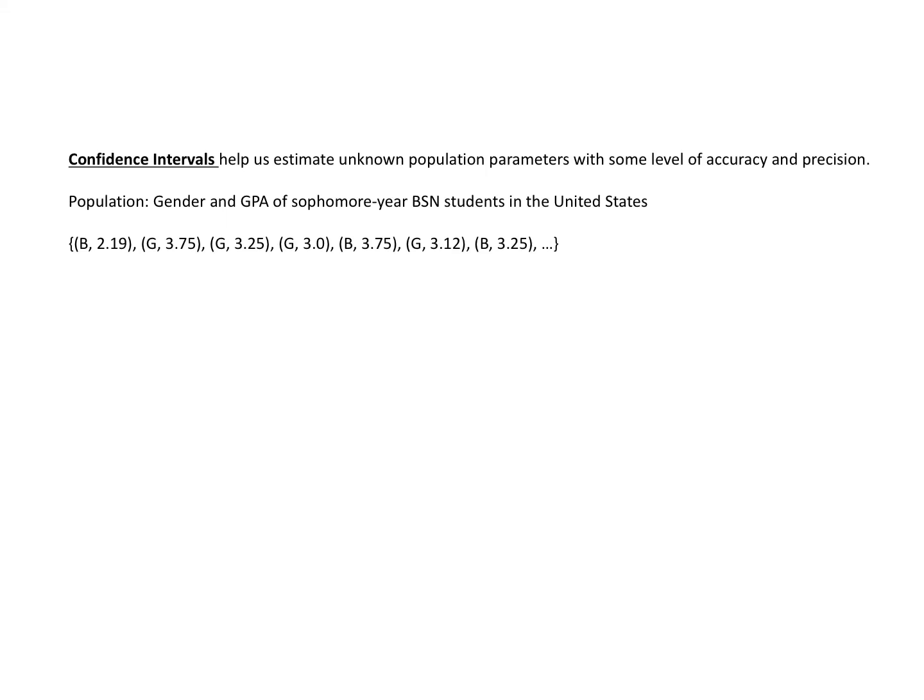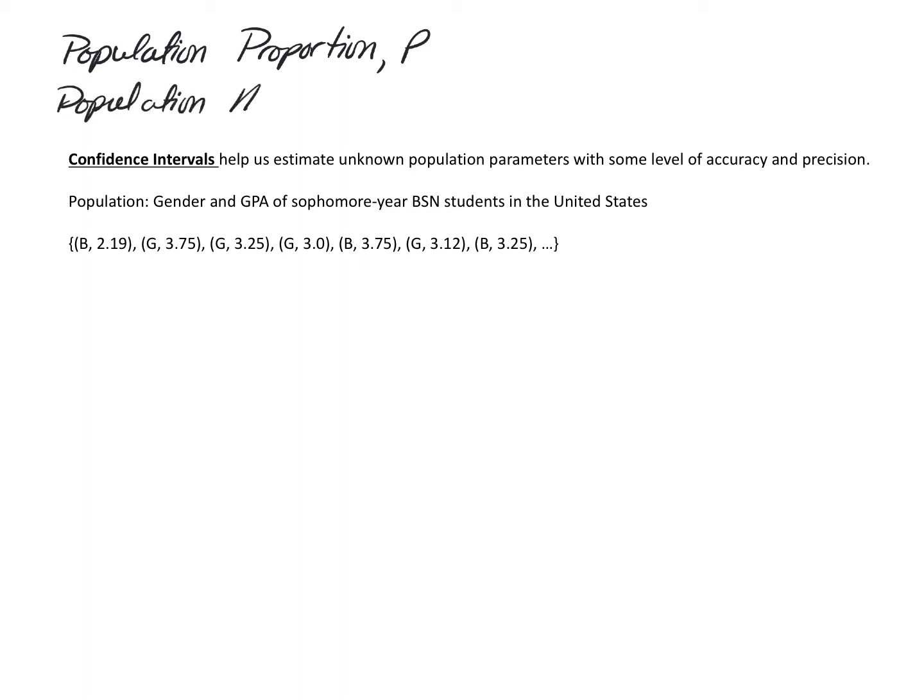In Chapter 7, we're going to take a look at two population parameters. Specifically in Section 7.1, we're going to take a look at population proportions, and the notation that we use for population proportion is P. And then in Section 7.2, we'll take a look at population means, and we use the notation mu for population mean.